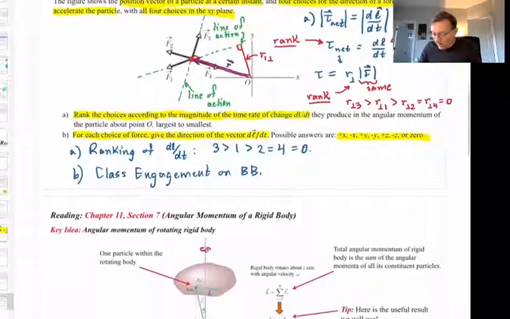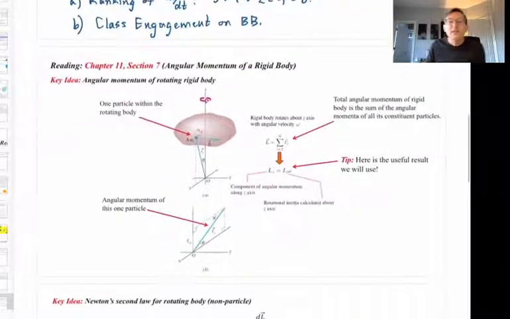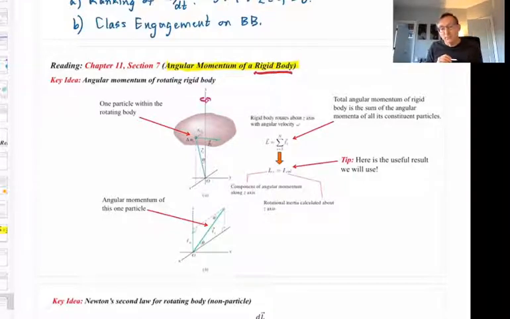to one more idea. This is chapter 11, section 7, angular momentum of a rigid body, a rigid extended body, not a particle. We're now progressing beyond just a particle, because that was the first thing we learned. L equals r cross p is just for a little particle. What if you have an extended body that's rotating? How do you calculate the angular momentum of that?